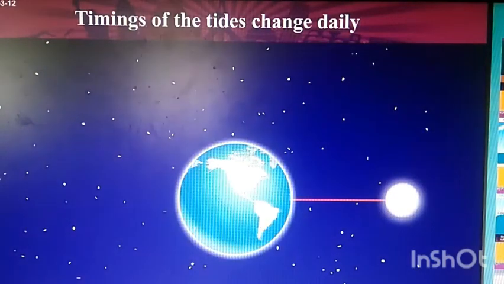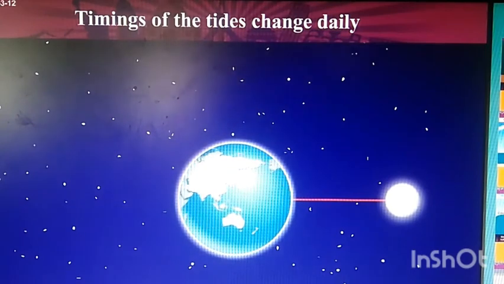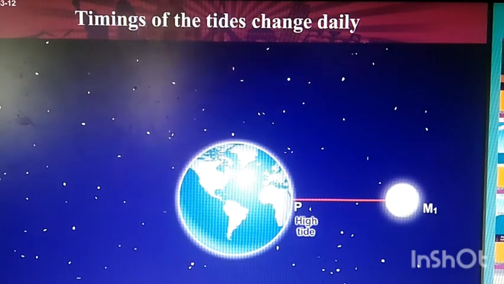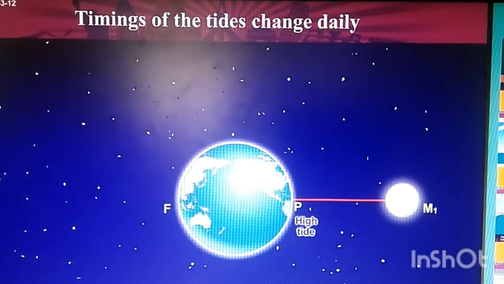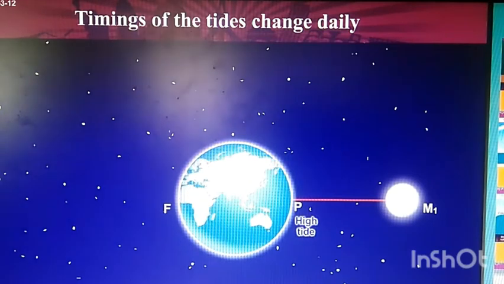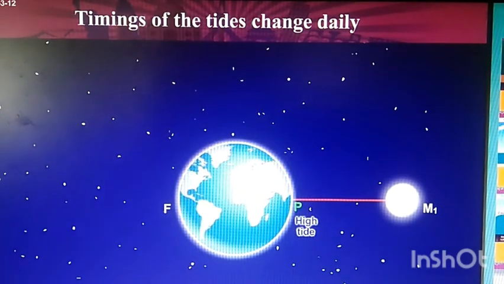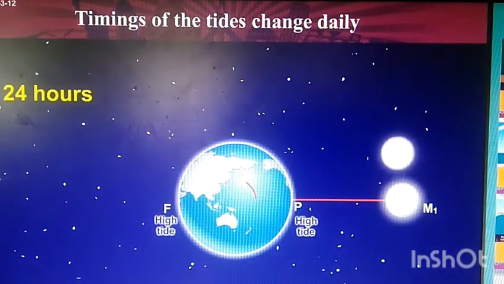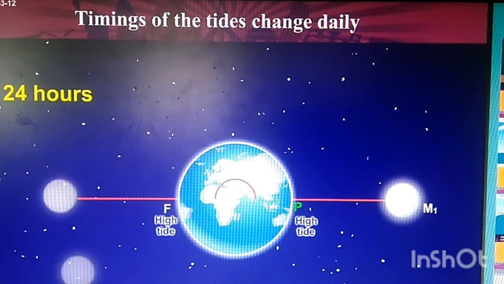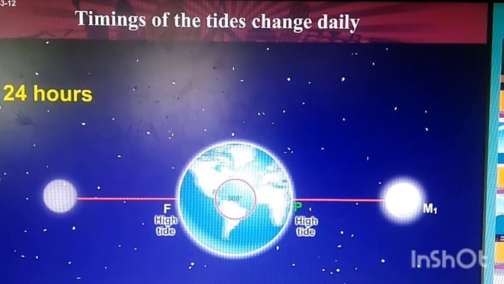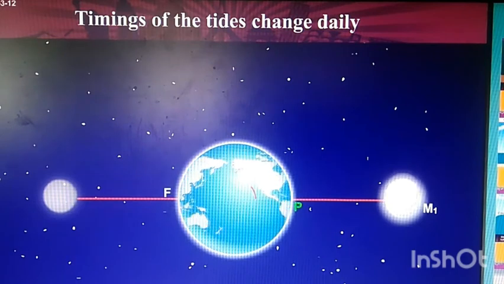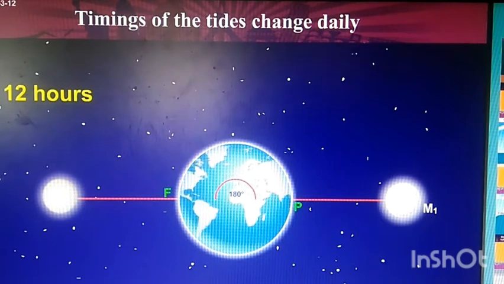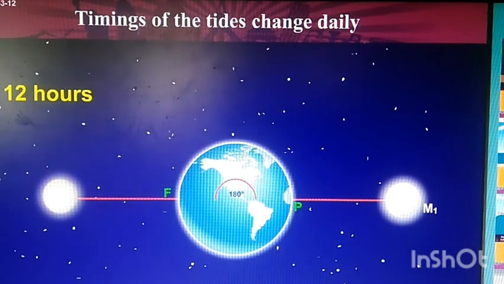Now children, observe the following diagram carefully to understand why the timings of the high and the low tide change daily. There will be high tide at point P as it is opposite to the moon. Now F is opposite to the point P, so it will also experience a high tide because we have seen earlier that opposite places experience the high tide. It will take 24 hours for point P to come back to its original position. Children, you can see this in the diagram. So point P will be at point F after 12 hours.